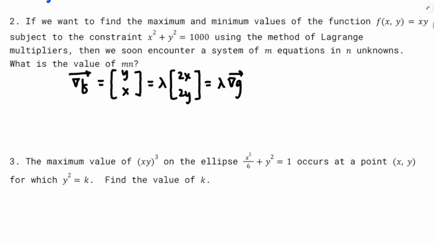So, okay, this is going to give me a system. And we soon encounter a system of m equations and n unknowns. I clearly did not write this one. A little more excitement than I usually have. What's the value of m times n?